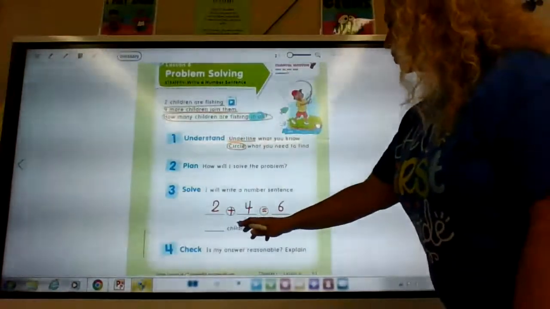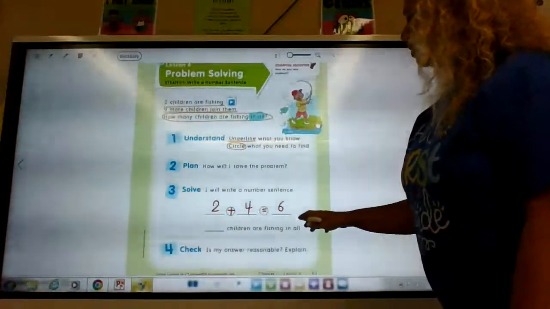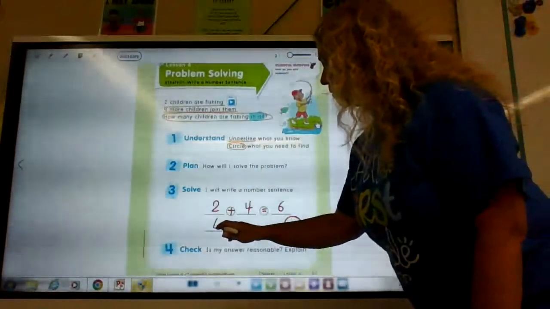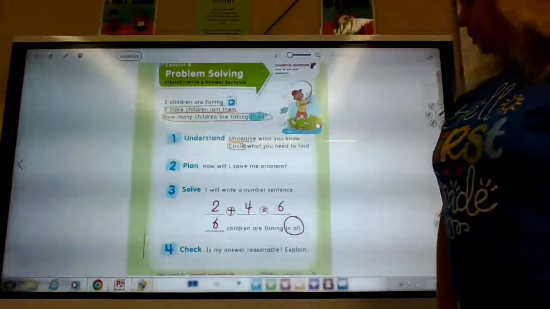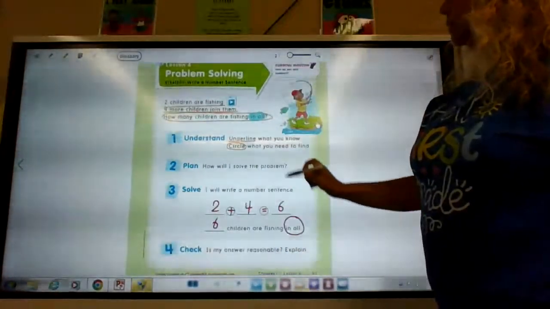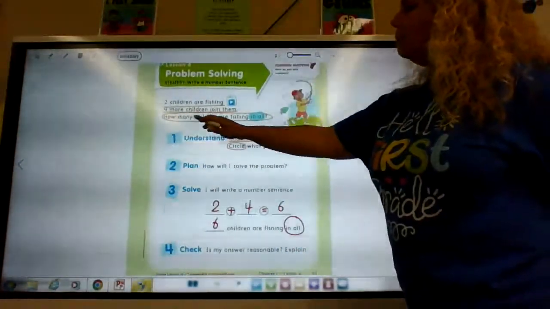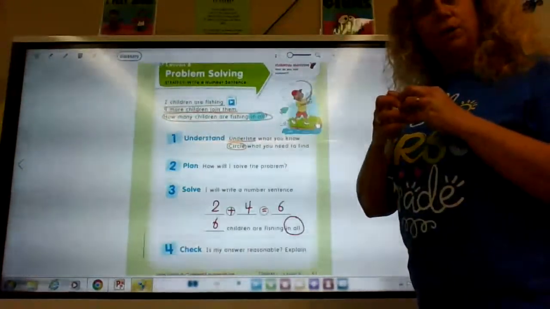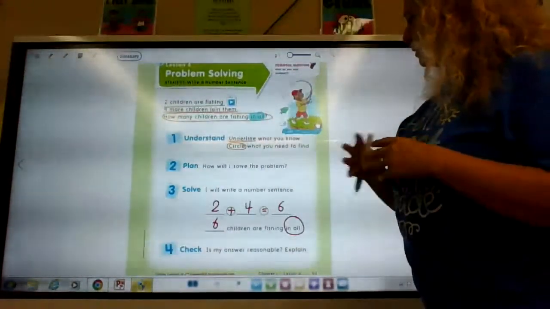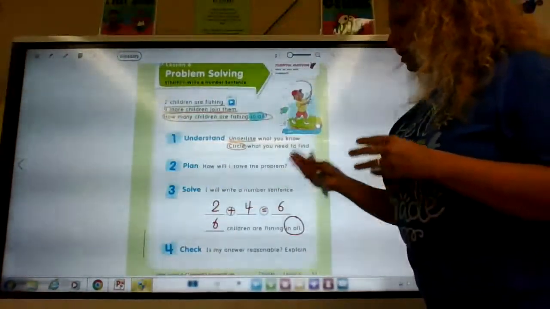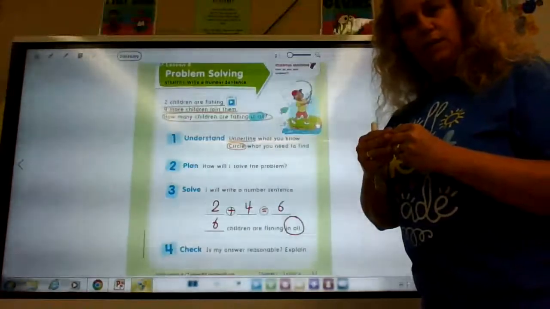Okay, so 6 children are fishing in all. There's those words again. 6 children are fishing in all. Let's check it. Is my answer reasonable? Well, let's see. We needed to know how many children are fishing in all. So we put the parts together and we got 6. So that is a reasonable answer. 2 and 4, and we put it together and made 6. So that is correct.